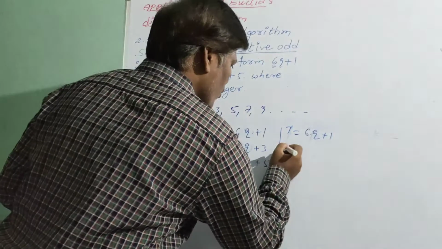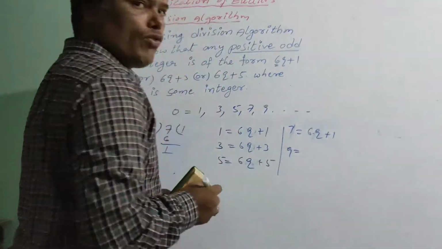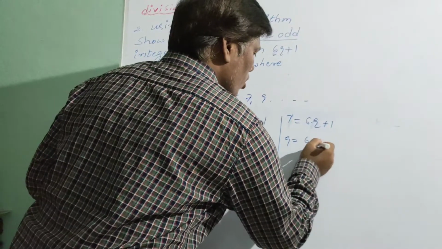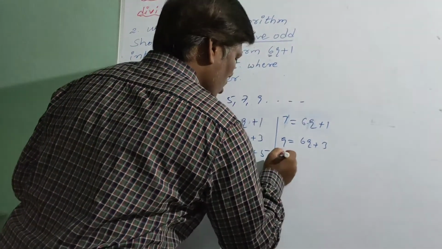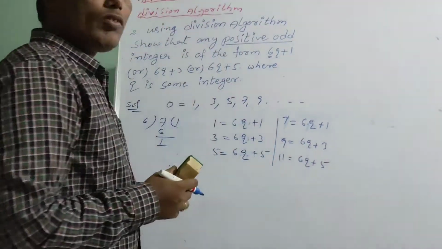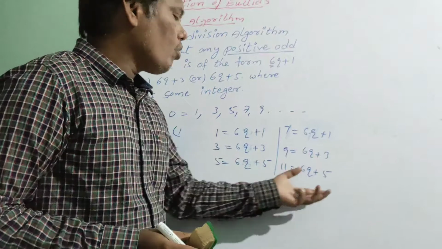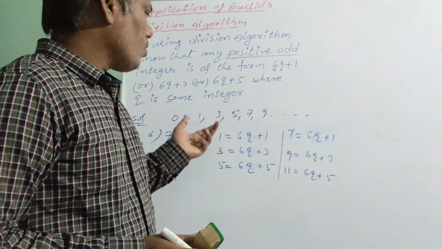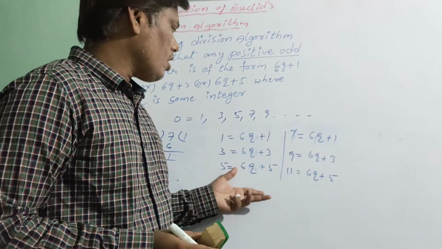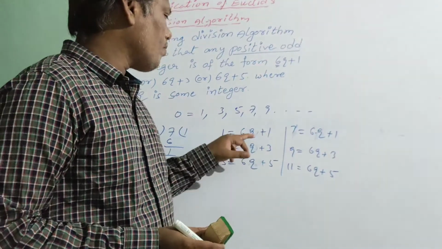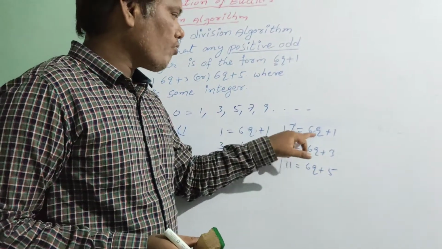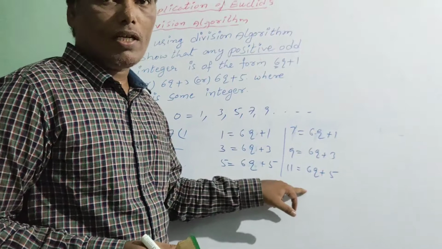In a similar way, if you apply the division algorithm for 9, then you will get the form 6q plus 3, and for 11 you will get 6q plus 5. Like this, if you go on, any odd positive integer will have one of the forms: either 6q plus 1 or 6q plus 3 or 6q plus 5.